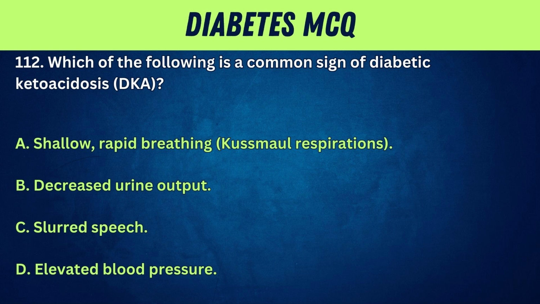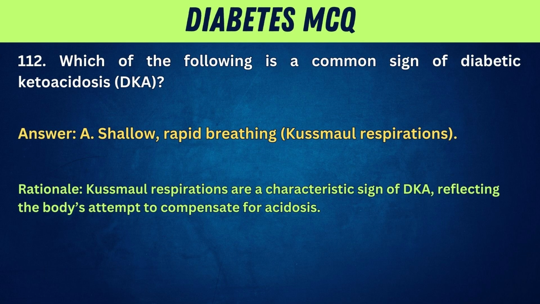112. Which of the following is a common sign of diabetic ketoacidosis, DKA? A. Shallow, rapid breathing, Kussmaul respirations. B. Decreased urine output. C. Slurred speech. D. Elevated blood pressure. Answer. A. Shallow, rapid breathing, Kussmaul respirations. Rationale. Kussmaul respirations are a characteristic sign of DKA, reflecting the body's attempt to compensate for acidosis.